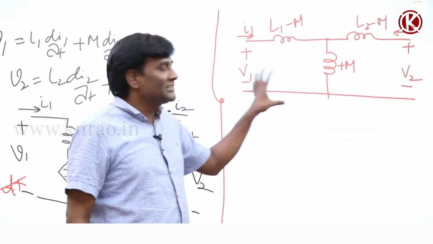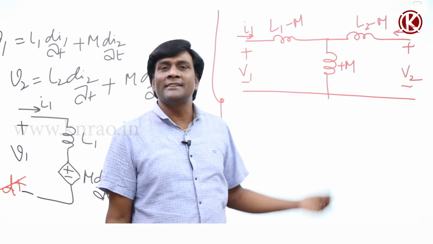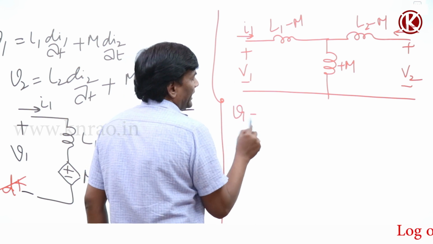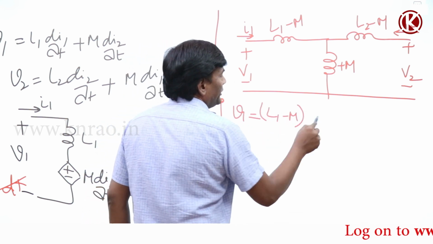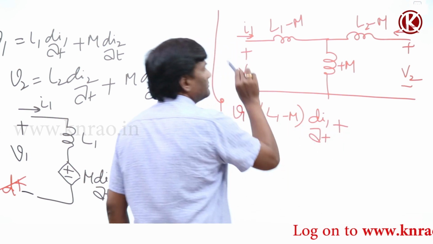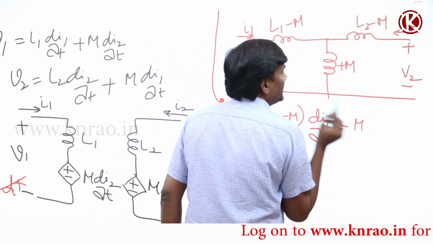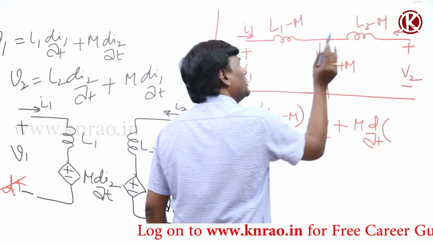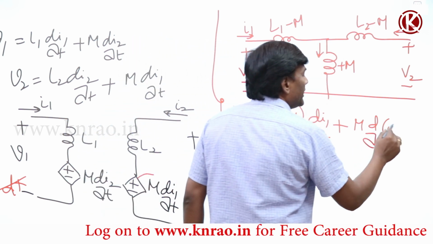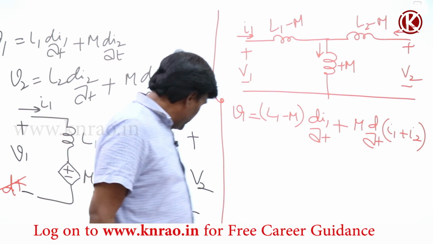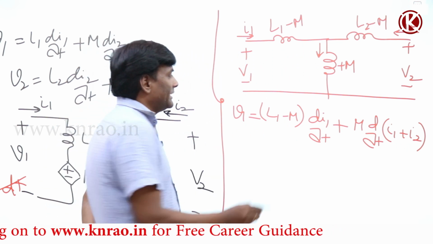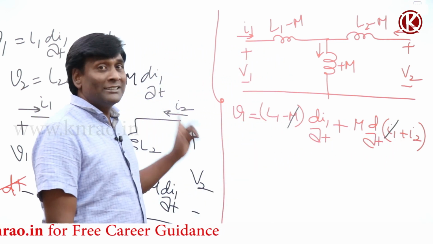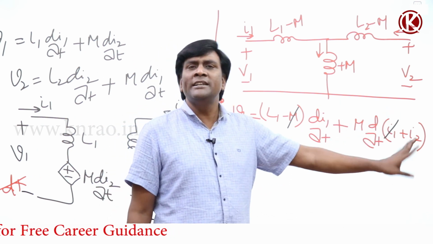If I write the equations here and the same equations come, then I can consider this as a mathematical model. So what is happening? Minus V1, or V1, equals (L1 minus M) di1/dt plus M d/dt of (I1 plus I2), since I1 is entering and I2 is entering. Now what can be cancelled out? Minus M di1/dt plus M di1/dt cancel. So you get the same equation: L1 di1/dt plus M di2/dt.